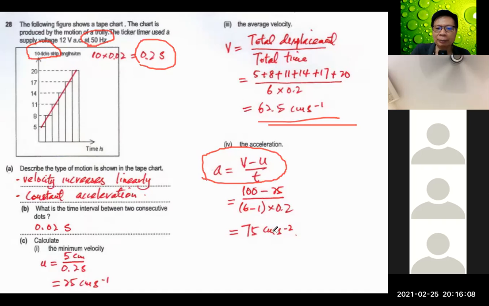75 centimeter per second square. Okay, so this is the answer. With that, I think we finished this paper. For those who just came in, if you want to copy, copy the answer.